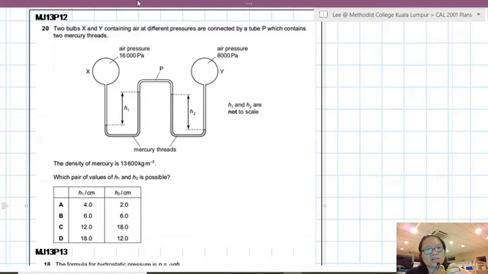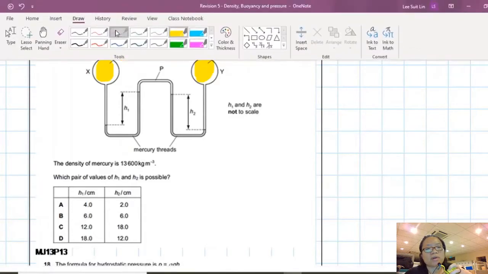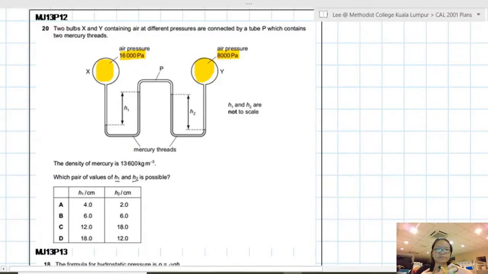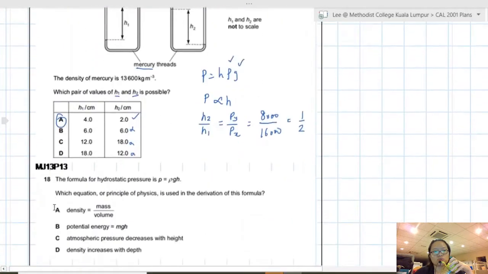Alright, now you have two bulbs, X and Y, with air of different pressure respectively. So they're asking you which pair of values is possible. Well, my friends, again, same height, same pressure, because you see on both sides they have the same gas, so they should have the same pressure. So H2 over H1 will be equal to Py over Px. So the ratio should be 1 to 2. So there's only one ratio that is 1 to 2, which is A.